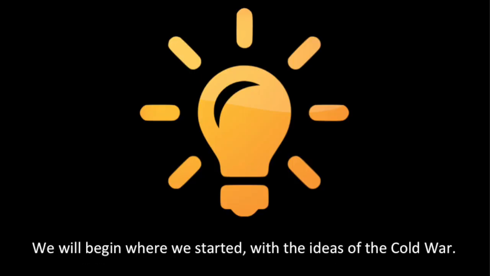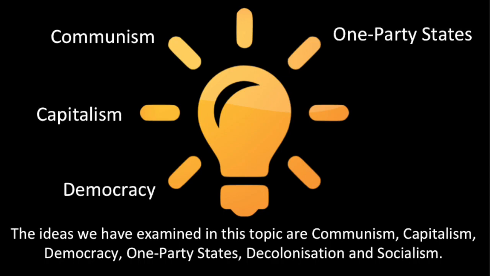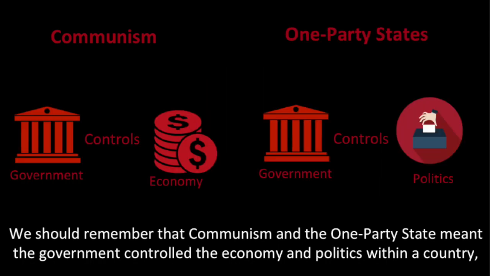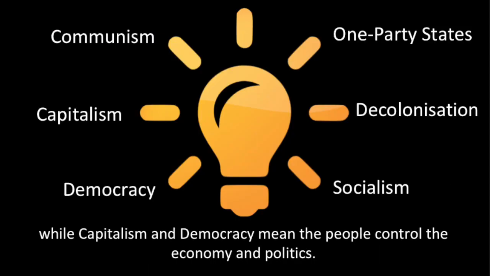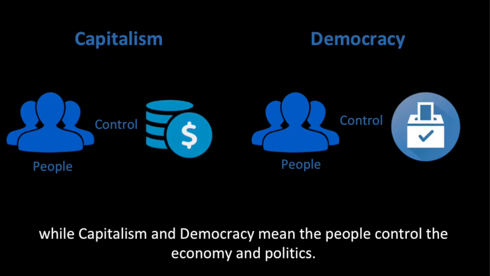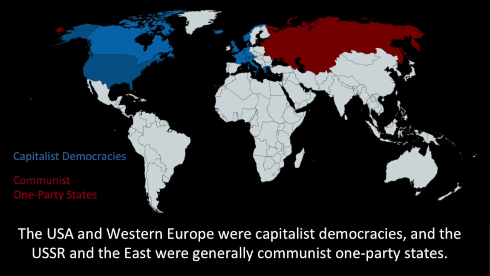We will begin where we started, with the ideas of the Cold War. The ideas we have examined in this topic are communism, capitalism, democracy, one-party states, decolonisation, and socialism. We should remember that communism and the one-party state meant the government controlled the economy and politics within a country, while capitalism and democracy meant the people control the economy and politics. The USA and Western Europe were capitalist democracies, and the USSR and the East were generally communist one-party states.